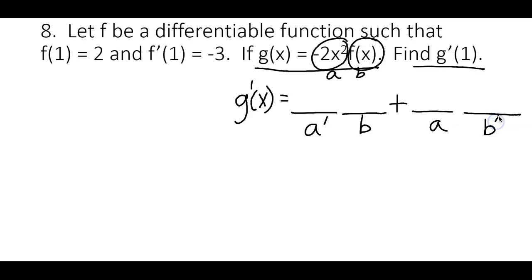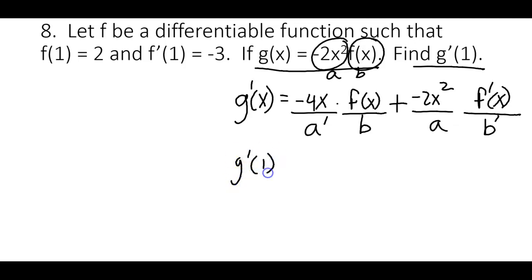But repetition helps us remember, right? All right, so the derivative of A is negative 4x. And there's our product rule. Next, we're going to go ahead and plug our numbers in here. We're plugging in 1 for G.